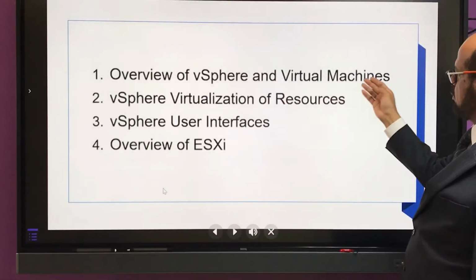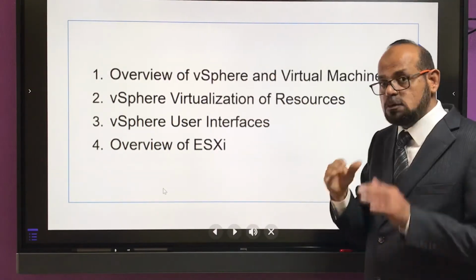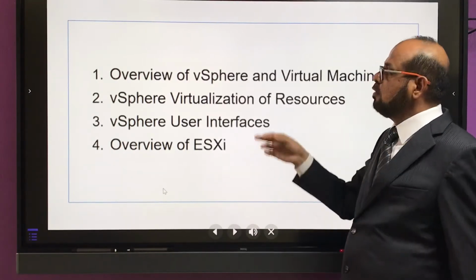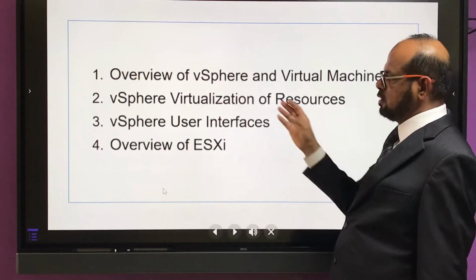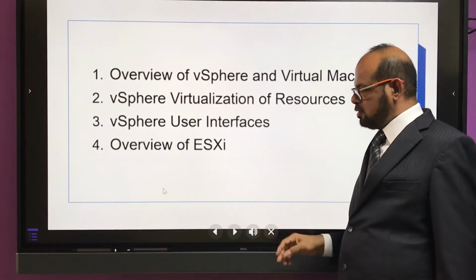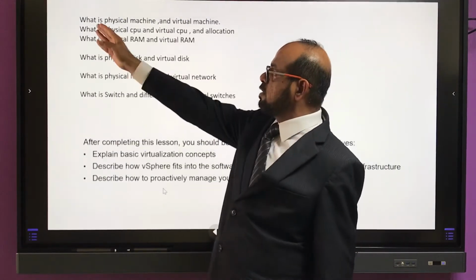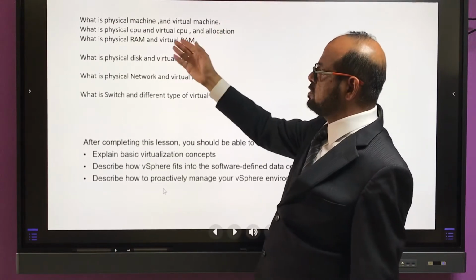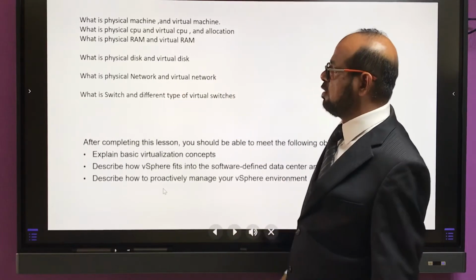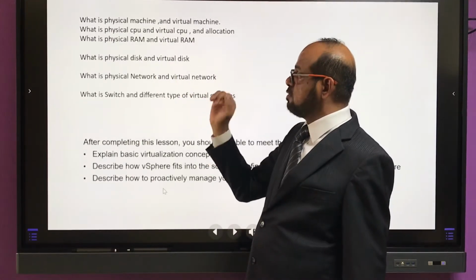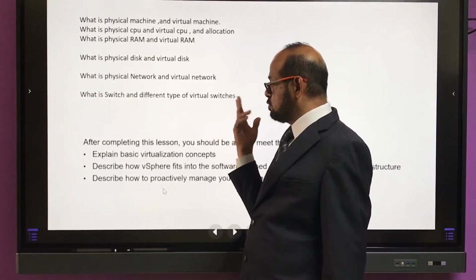Overview of the vSphere virtual machine and vSphere virtualization resources. These are the topics we will cover in module 2. Now we will talk about virtualization, virtual machines and other things, virtual resources and interfaces, and an overview of the ESX host. In this it will cover what is a physical machine and virtual machine, what is physical and virtual CPU and allocation, what is physical RAM and virtual RAM, what is physical disk and virtual disk, what is physical network and virtual network, what is a switch and the different types of virtual switches.